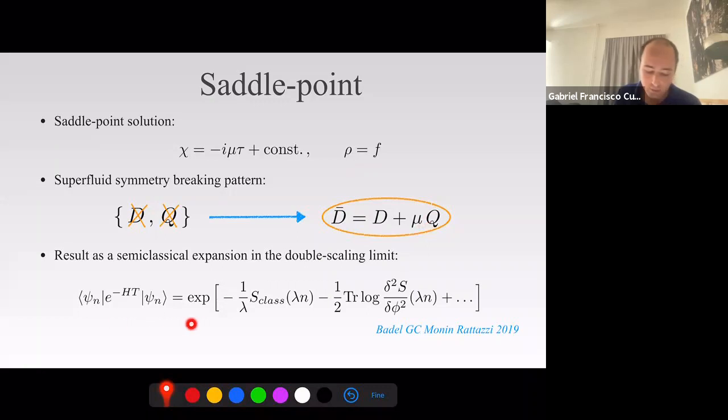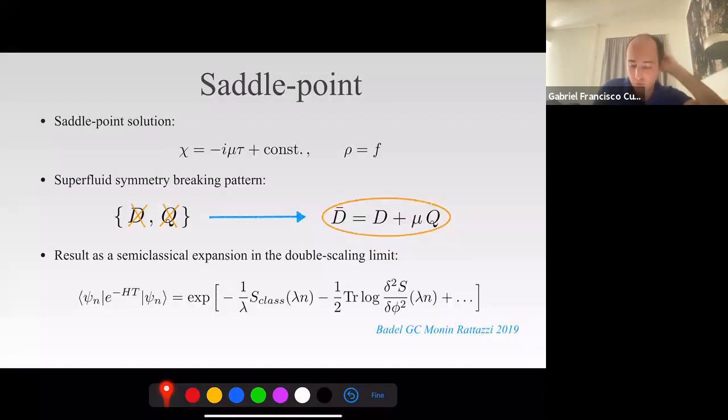And the result, again, you find it by expanding the path integral. The leading order will be the classical action. The one loop will be the one loop determinant. Everything will depend on lambda n and will be an expansion in lambda. In this paper with Gilles Badel, Sasha Monin, and Riccardo Rattazzi, you find the explicit expressions at tree level and one loop. I could now give you an exact expression, but I will not do that because it's not very instructive. I'd rather focus on the two opposite limits, small lambda n and large lambda n, in order to introduce the effective field theory.